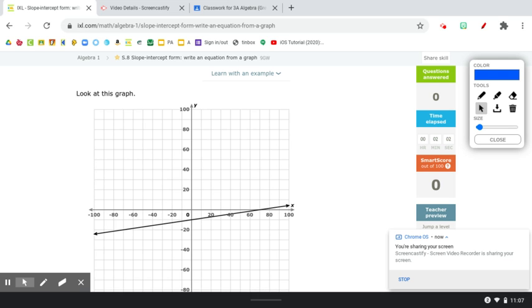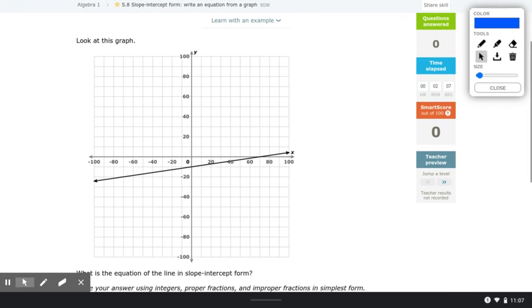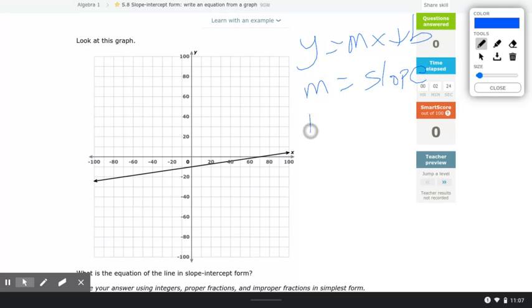All right, guys, so here's S.8. We are going to be writing an equation from a graph. When we're writing an equation from a graph, we need to have it in y equals mx plus b. Remember our two parts: m is our slope, and b is my y-intercept.